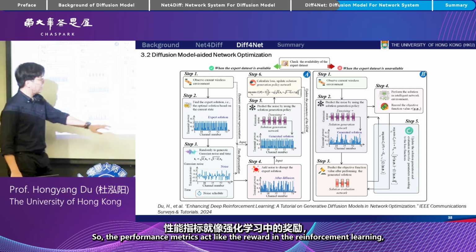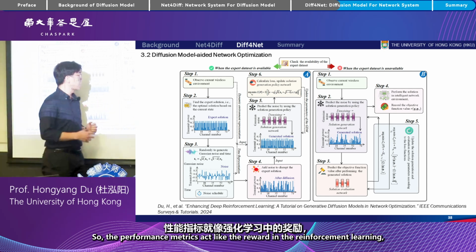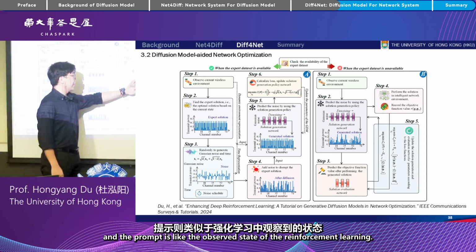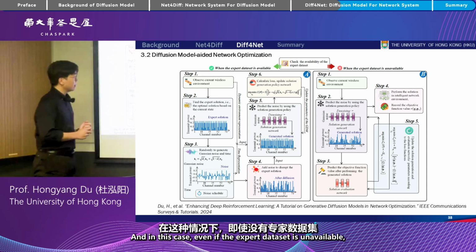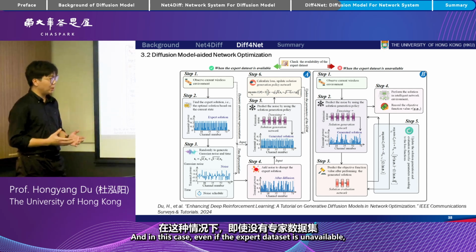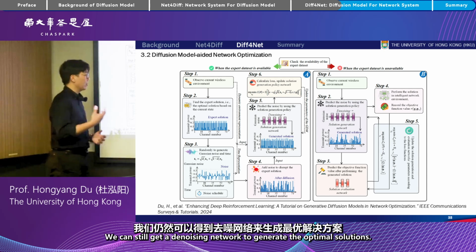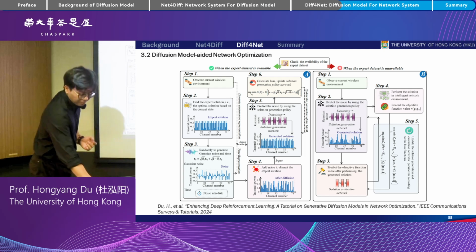So the performance metric can act like the reward in reinforcement learning, and the prompt is like the observed state of the reinforcement learning. And in this case, even if the expert dataset is unavailable, we can still get a denoising network to generate the optimal solutions.